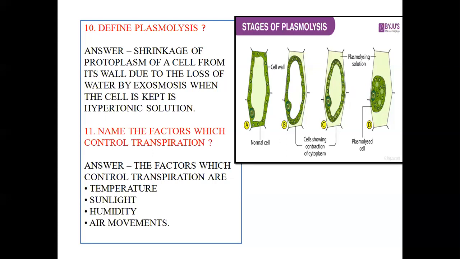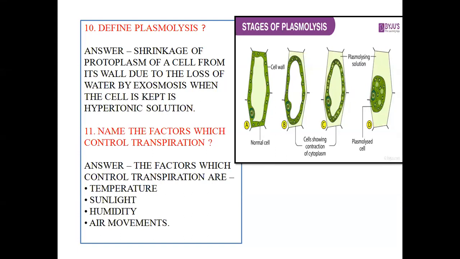The factors which control transpiration are temperature, sunlight, humidity, and air movements. Students, I explained in our previous video lesson that as the temperature increases, the conversion of water to water vapor also increases. Therefore, the rate of transpiration increases with increase in temperature.